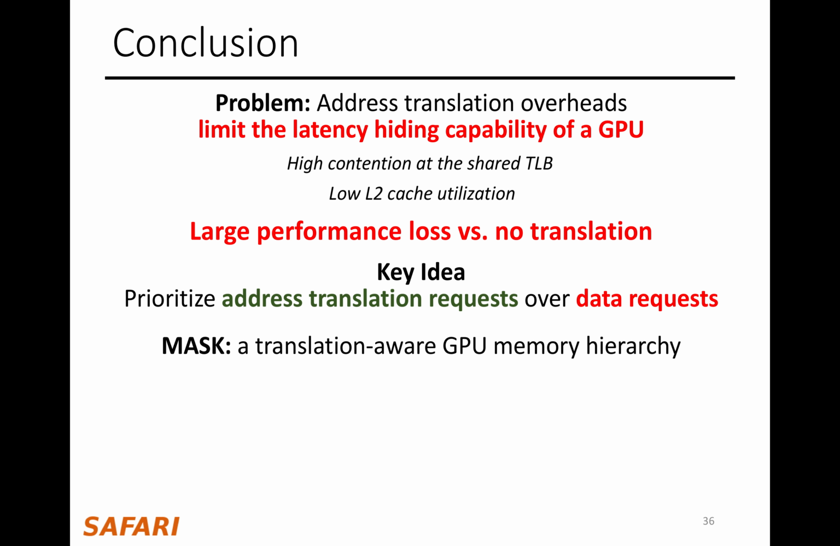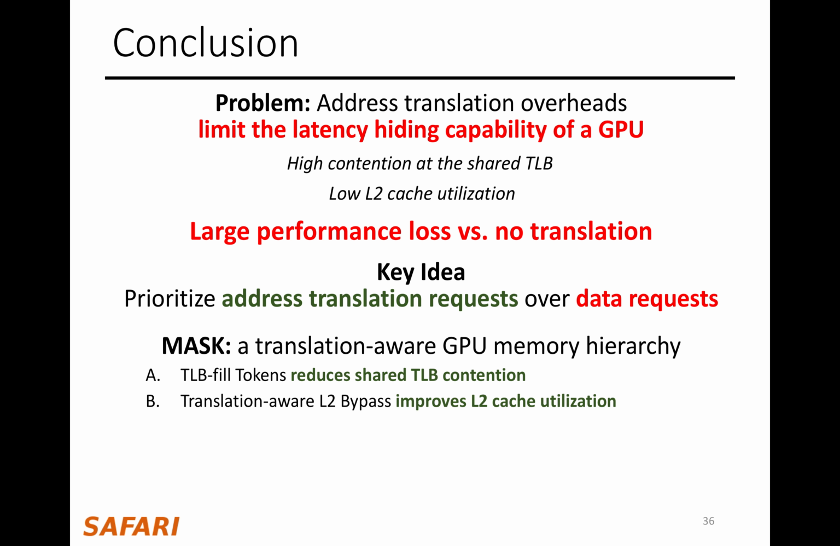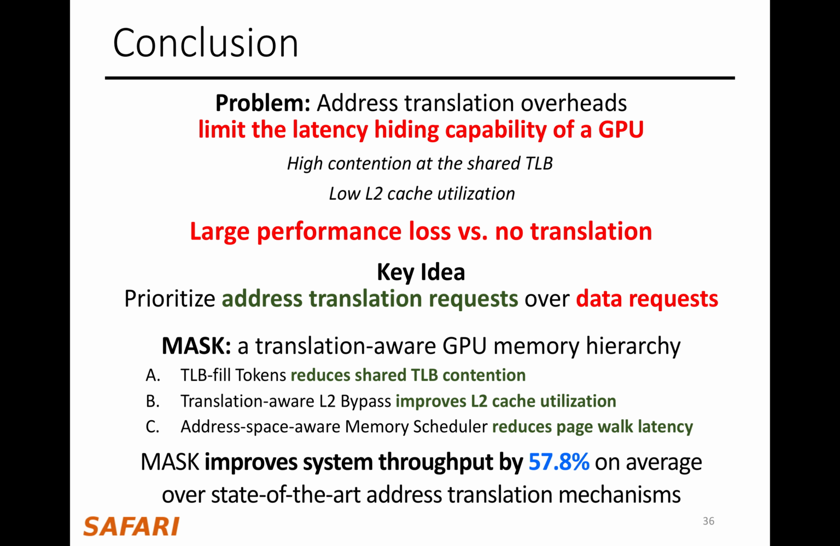In order to do that, we come up with a solution called MASK, which is a translation-aware GPU memory hierarchy design that consists of three components. The first component is called TLB-fill tokens, which aims to reduce shared TLB contention. The second component is called translation-aware L2 bypass, which aims to improve L2 cache utilization. And the last component is called the Address-space-aware memory scheduler, which aims to reduce page walk latency. Through our evaluation, we found that MASK improves system throughput by 57.8% on average over the state-of-the-art address translation mechanism. Thank you.